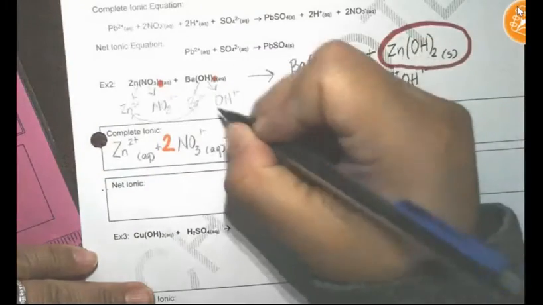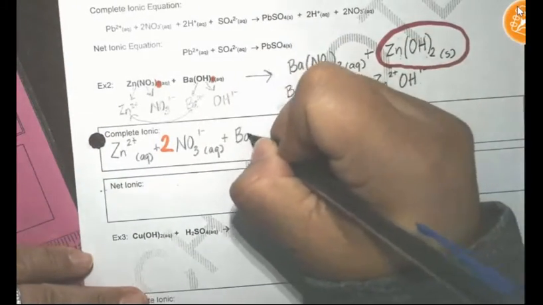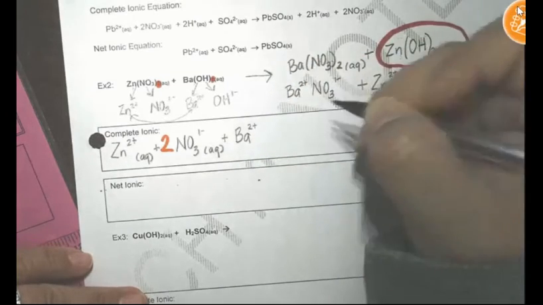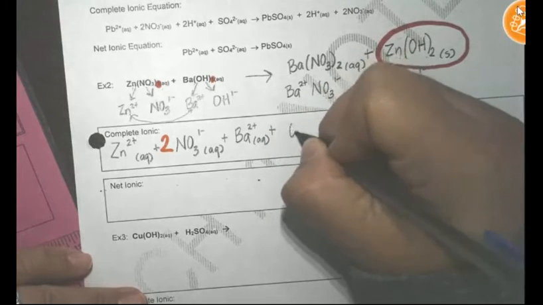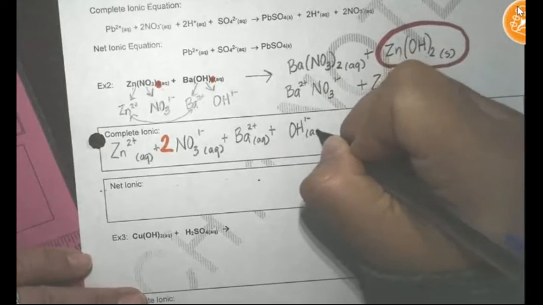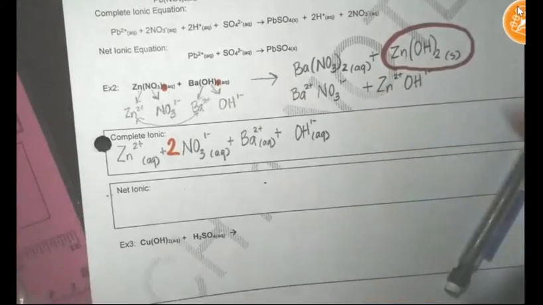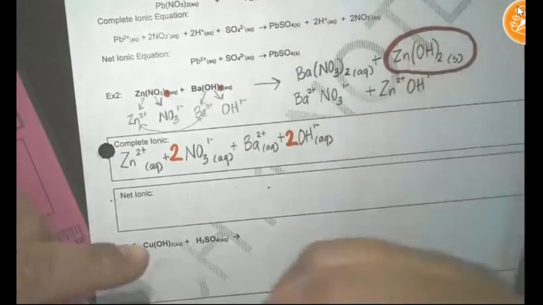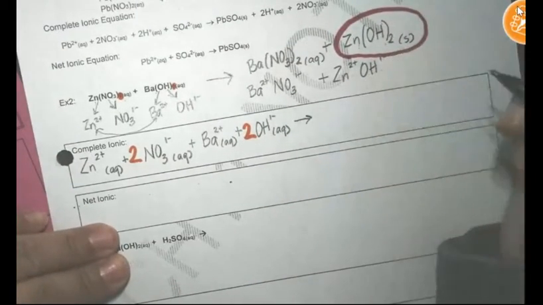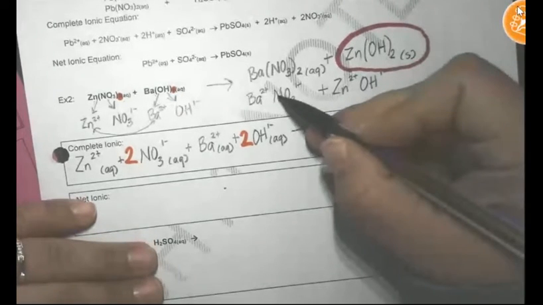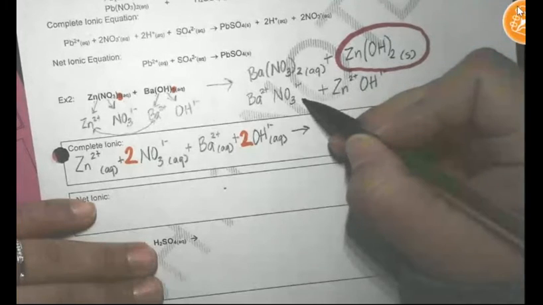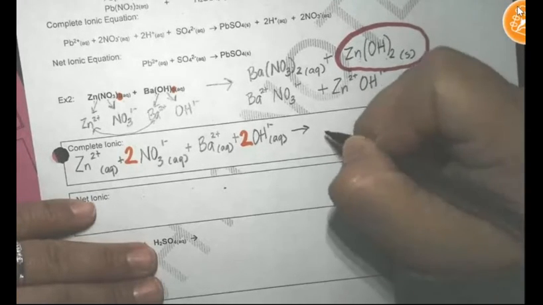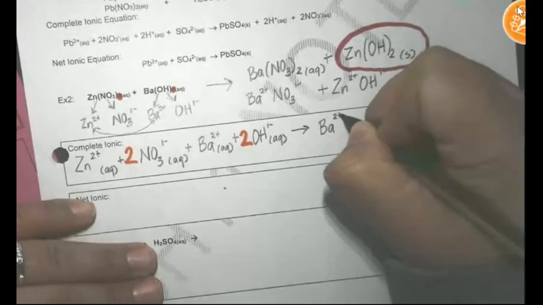Then, next one, Ba 2 plus. That's aqueous. Plus OH 1 minus, aqueous. Remember, there was a 2 there. That goes there. Now, I have to write this one as ions because they did not participate in making the solid. So I have Ba 2 plus.